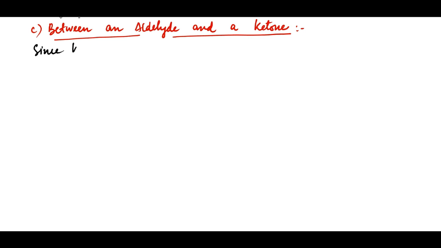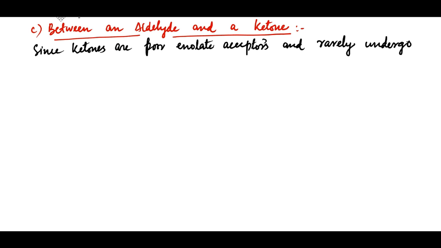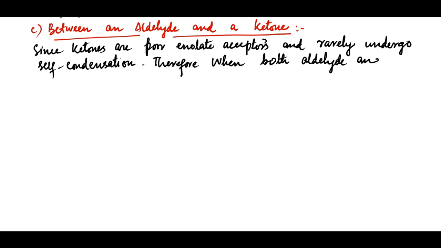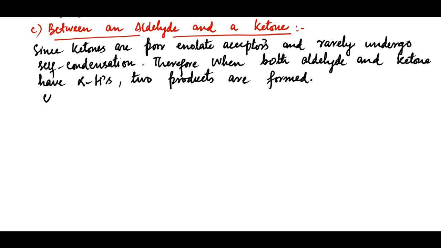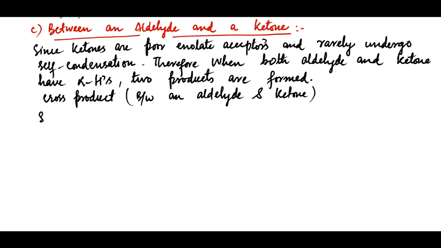Another kind of cross-condensation is between an aldehyde and a ketone. Since ketones are poor enolate acceptors and rarely undergo self-condensation, when both the aldehyde and ketone have alpha hydrogens, two products are formed. The cross-product between an aldehyde and ketone, and the self-condensation product of an aldehyde.